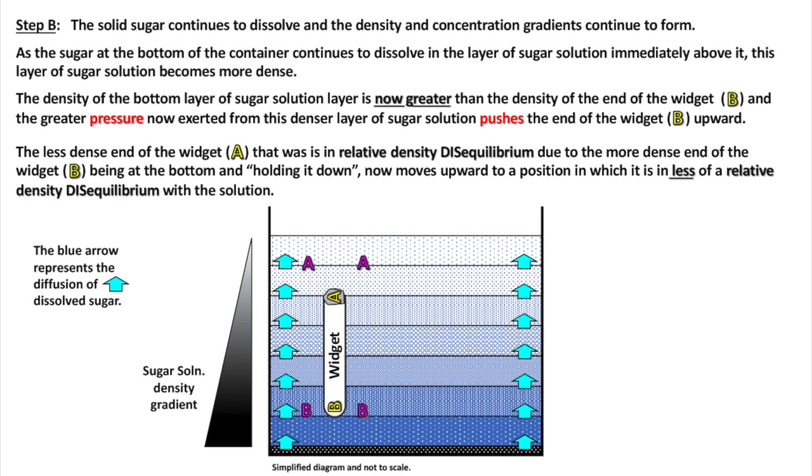the widget, B, upward. The less dense end of the widget, A, that was in relative density disequilibrium due to the more dense end of the widget, B, being at the bottom and holding it down, now moves upward to a position in which it is in less of a relative density disequilibrium with the solution.